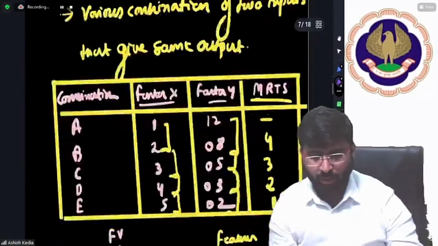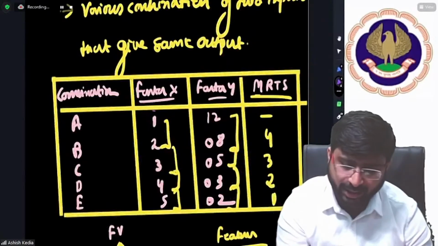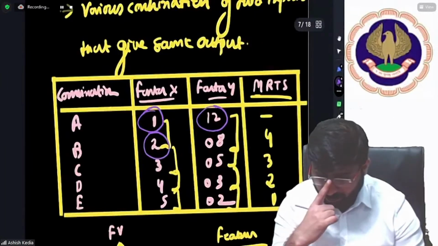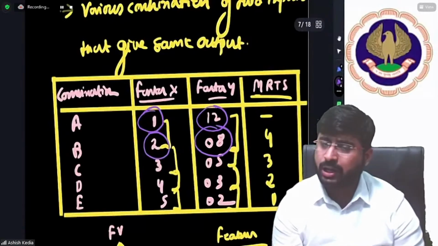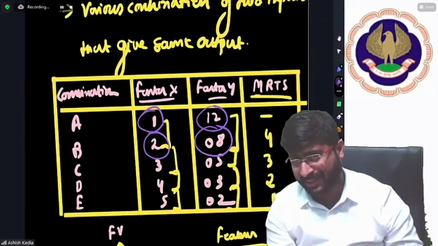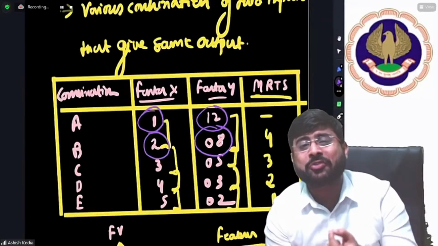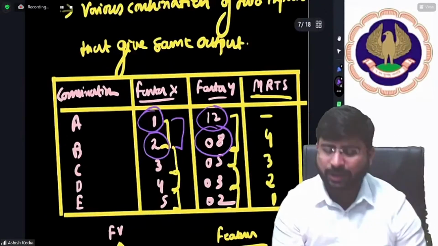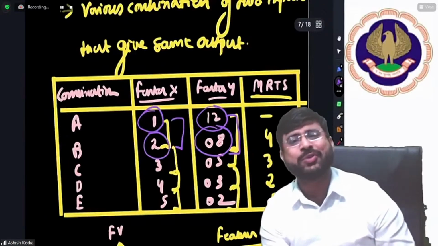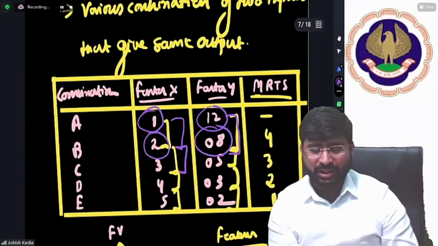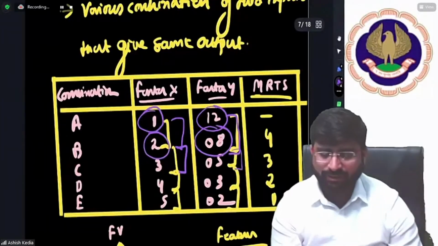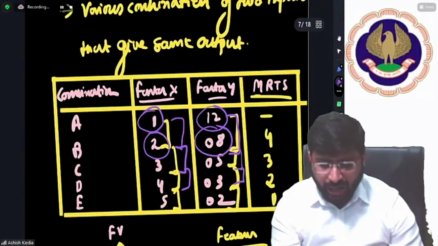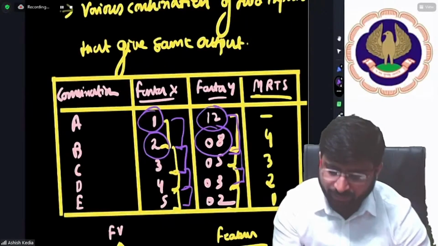Now let's say, for example, combination A: 1 unit of factor X and 12 of factor Y. B: 1 more unit of factor X employed, but now 8 units of factor Y. Earlier there was the marginal rate of substitution. Remember? Here there is the marginal rate of technical substitution, MRTS. Same logic. To increase factor X by 1 unit, you have to decline factor Y by 4 units. Further, to increase factor X by 1 more unit, you have to decline factor Y by 3 units. Again, to increase factor X by 1 unit, you have to decline factor Y by 2 units.